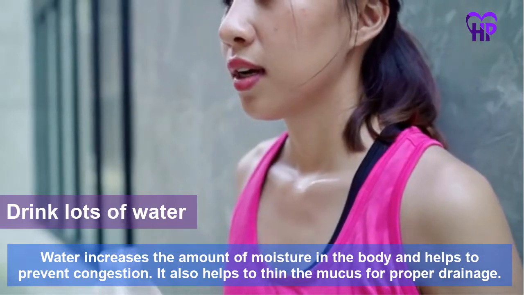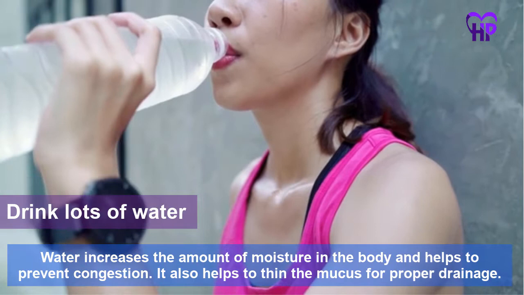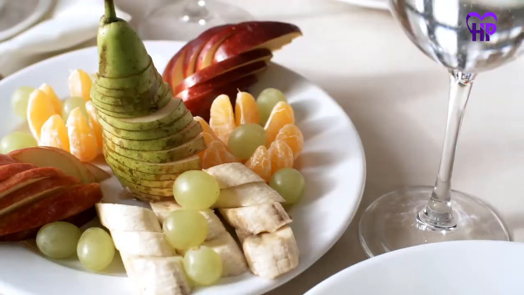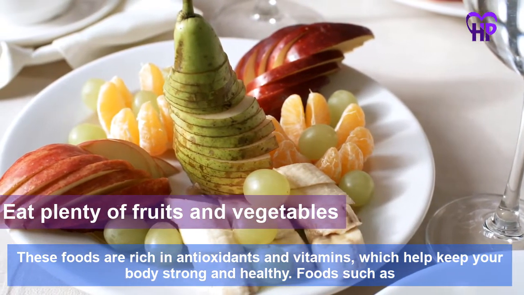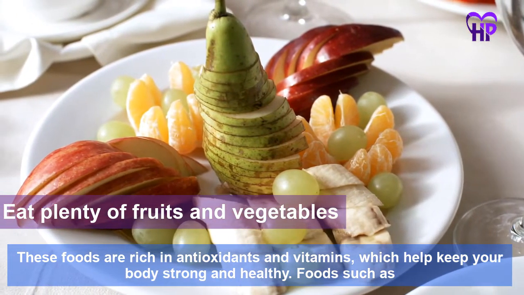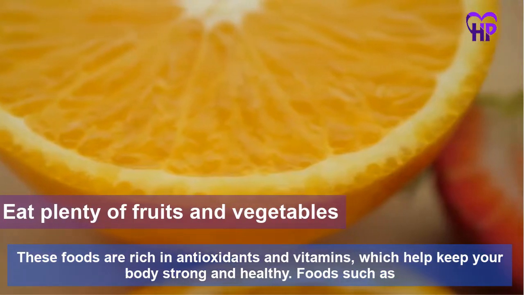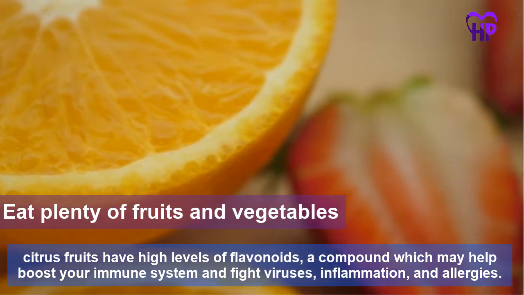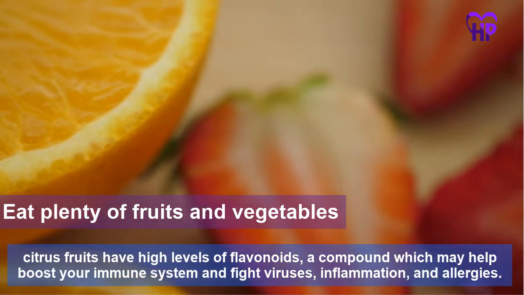Drink lots of water. Water increases the amount of moisture in the body and helps to prevent congestion. It also helps to thin the mucus for proper drainage. Eat plenty of fruits and vegetables. These foods are rich in antioxidants and vitamins, which will help keep your body strong and healthy. Foods such as citrus fruits have high levels of flavonoids, a compound which may help boost your immune system and fight viruses, inflammation, and allergies.